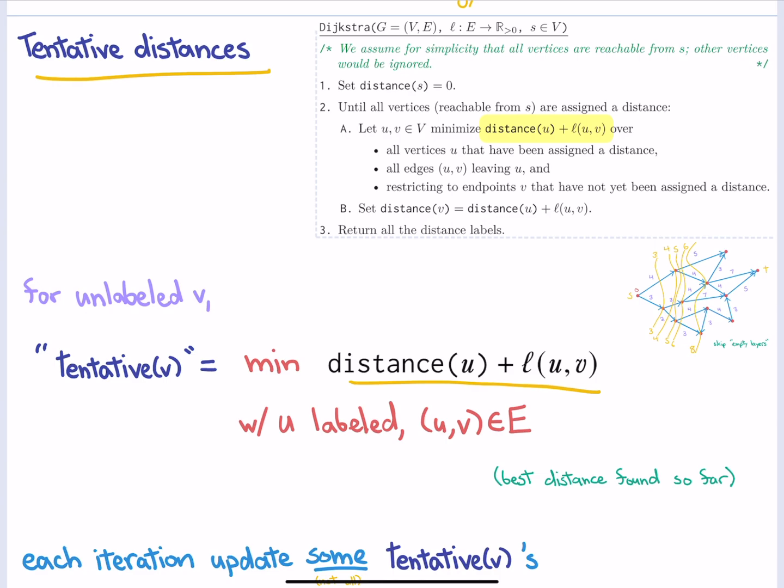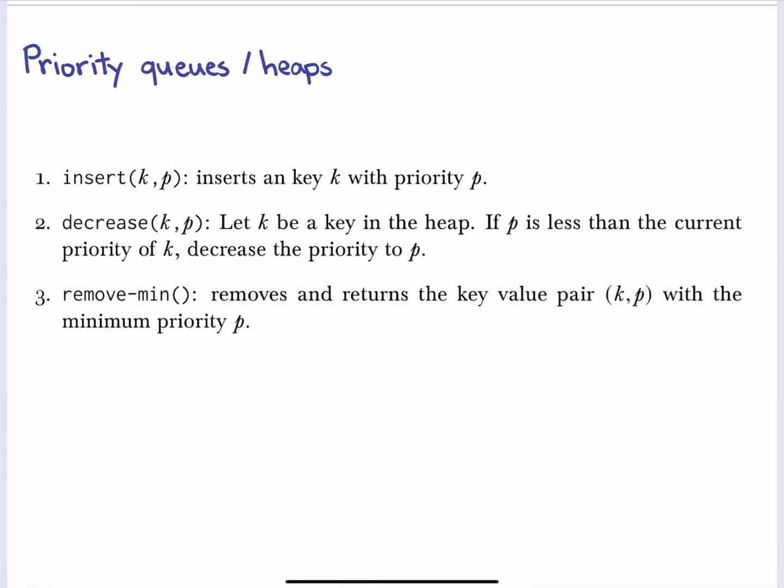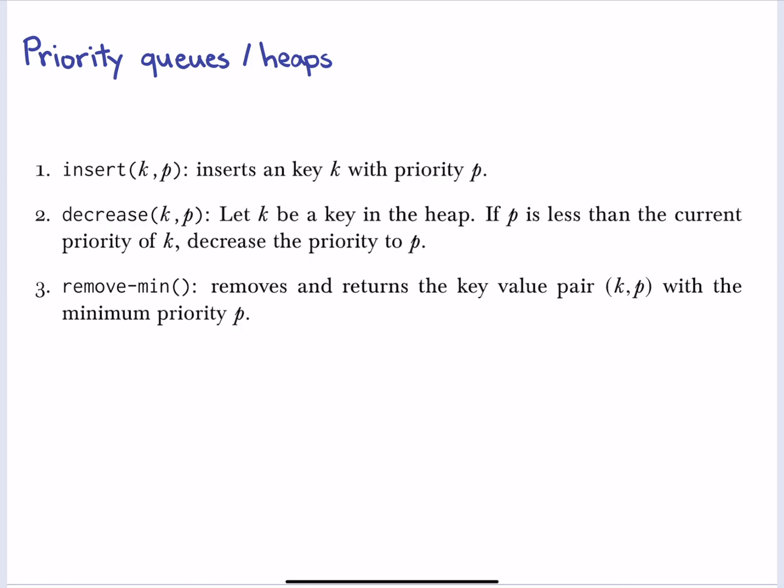The idea is that each iteration, I label one more vertex u, and that might update some vertices' tentative distance, but it's not going to update all of them. I should just look at u and the edges leaving u, and only for those v's check to see if I have something better now. So we're going to incorporate that. And to manage who has the best tentative distance at any time, we'll use a heap, a min heap.